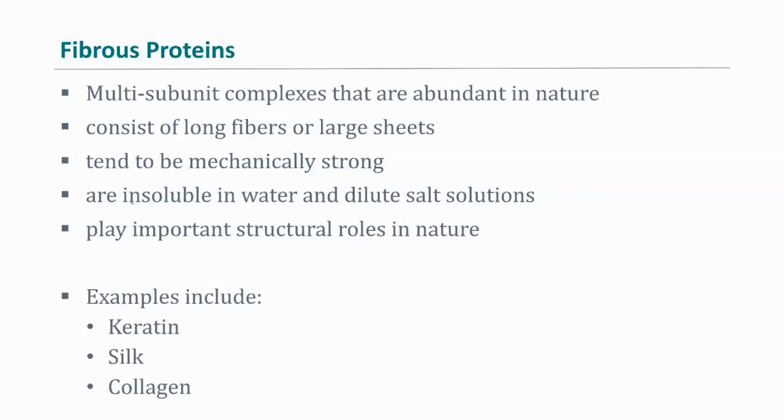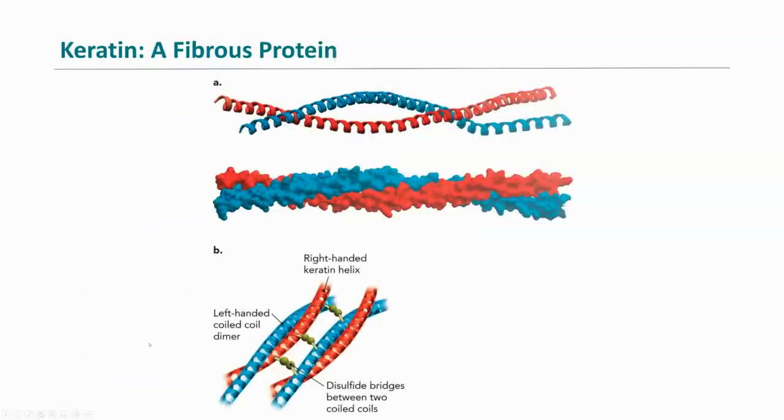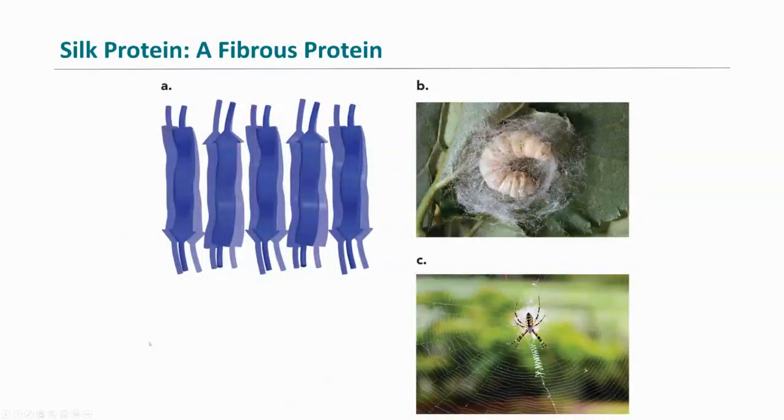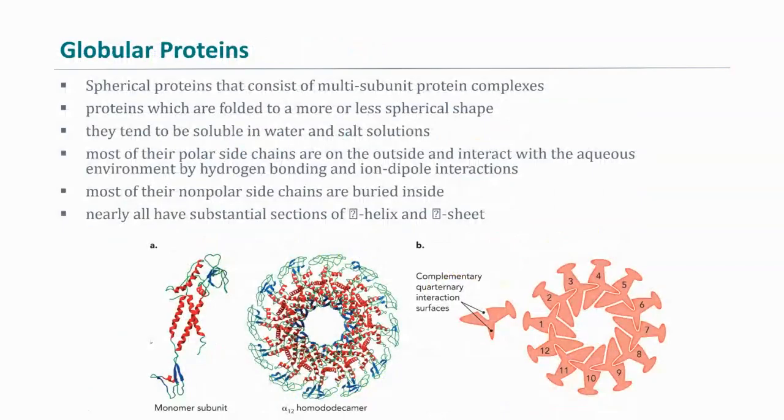The fibrous protein is a multi-subunit complex that is abundant in nature. They have long fibers or large sheets. They are mechanically strong, insoluble in water, and play an important structural role in nature. Fibrous proteins include keratin, silk, and collagen. And globular proteins are spherical, multi-subunit protein complexes. They are soluble, so globular proteins are soluble in water and salt solution.